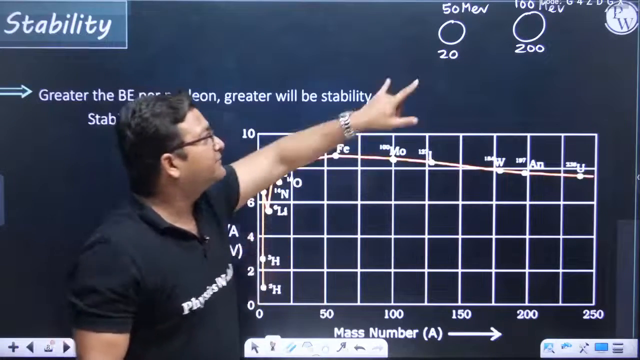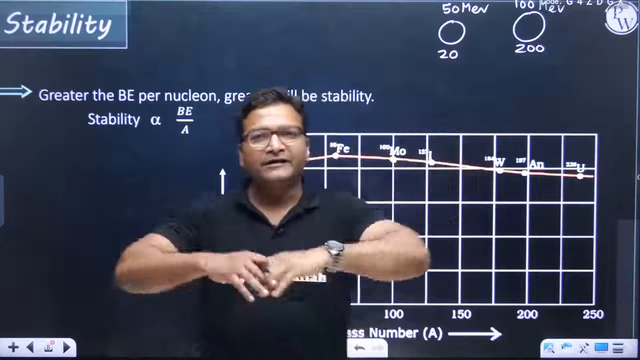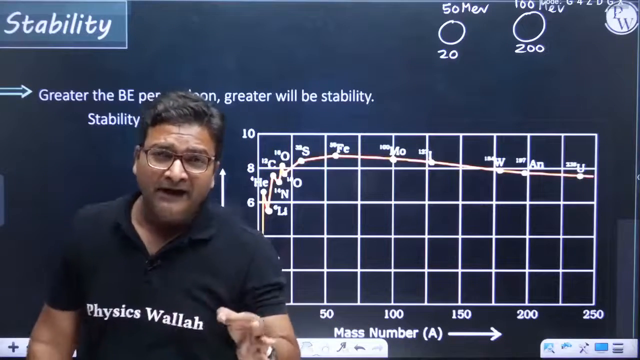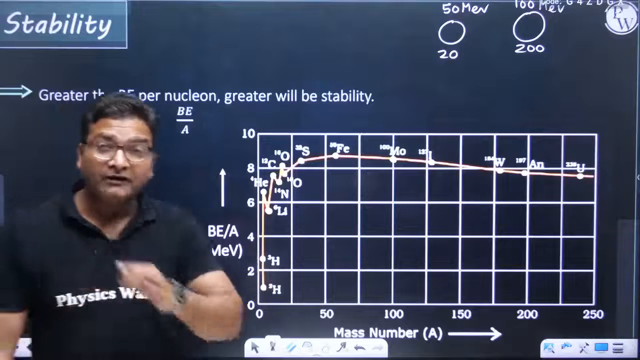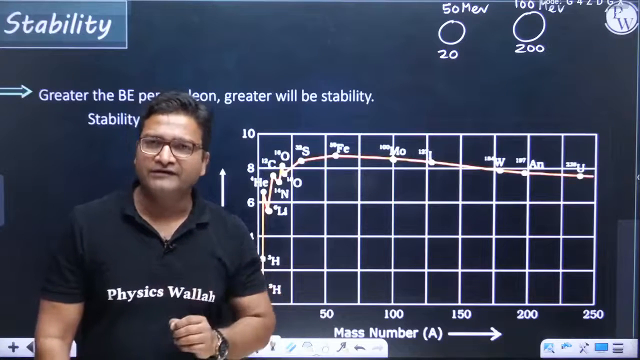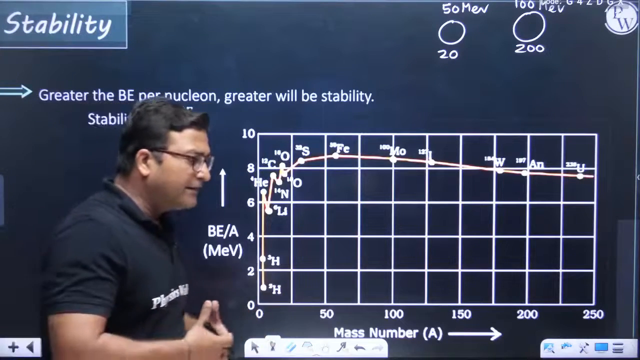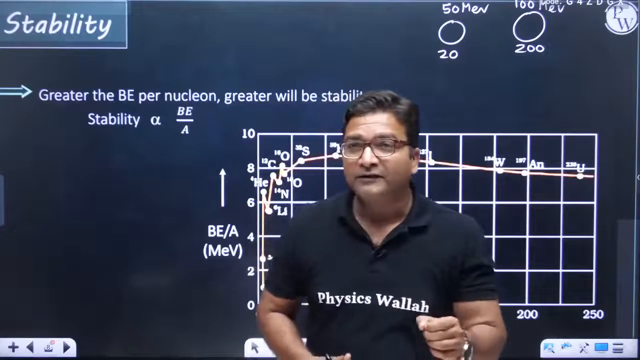So obviously this is more stable than this, and by this argument we understand that binding energy per nucleon is a better criterion for stability. So always remember, the bigger the binding energy per nucleon, the greater the stability.